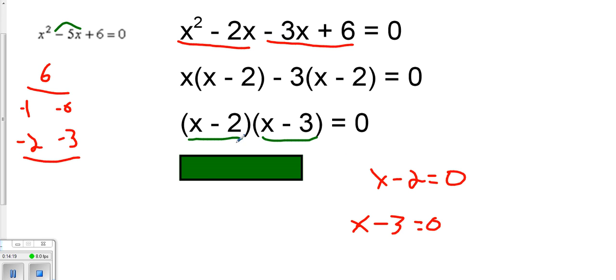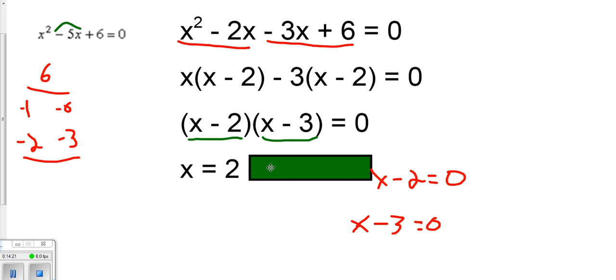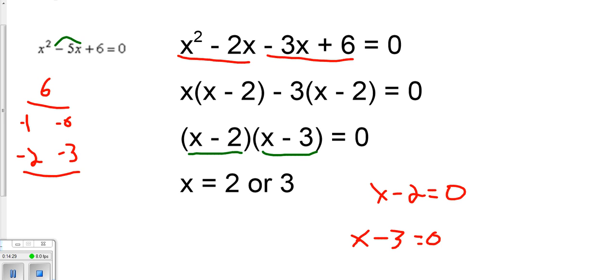Well, we'd add 2 to both sides, and we'd find that x equals 2. What if this was true? x minus 3 equals 0. We'd add 3 to each side, and we'd find that x could be 3. So these two numbers, 2 or 3, are going to be the solutions for this quadratic equation. Either it's 2 or it's 3.